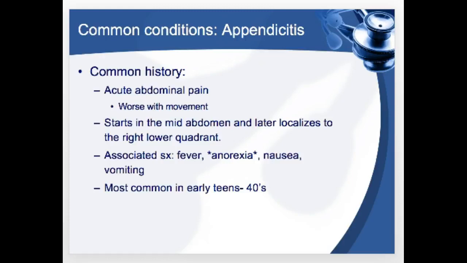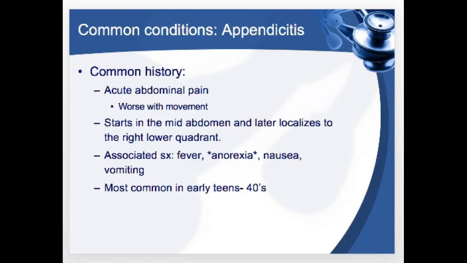With appendicitis, usually the pain will start in the mid-abdomen and then later localizes to the right lower quadrant. It's sometimes associated with fever, and usually with anorexia. Of all of these symptoms, nausea, vomiting, fever, the most common one that's seen is anorexia. So if the patient's in the exam room saying, I have pain in my right lower quadrant, and you're concerned for appendicitis, and you hear them on the phone saying, hey, mom, I'm starving, can you stop by McDonald's on your way here, then they probably don't have appendicitis. If they can eat, if they have hunger, then they aren't likely to have appendicitis.